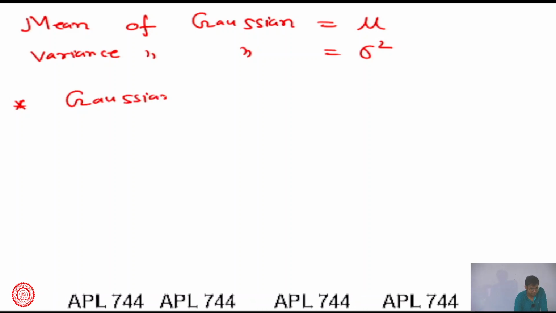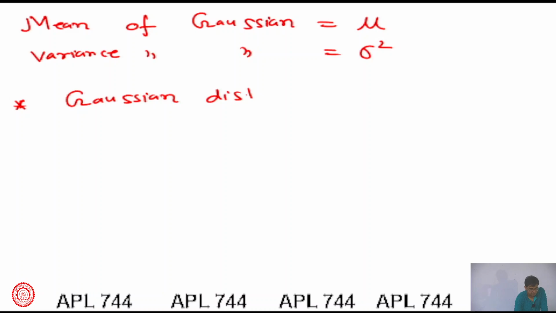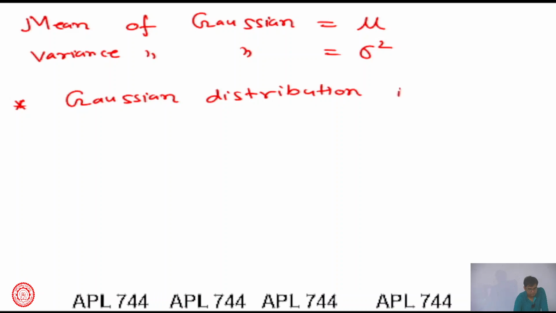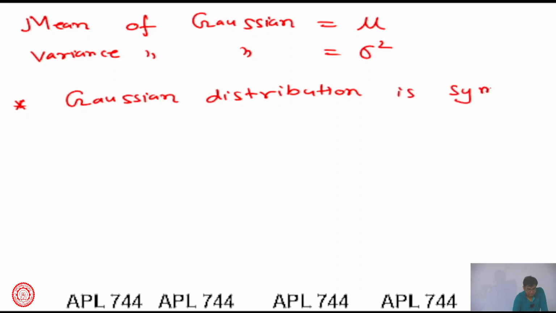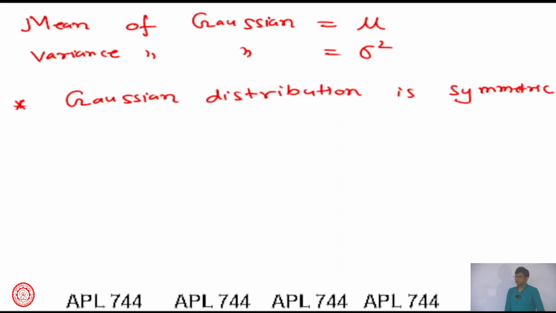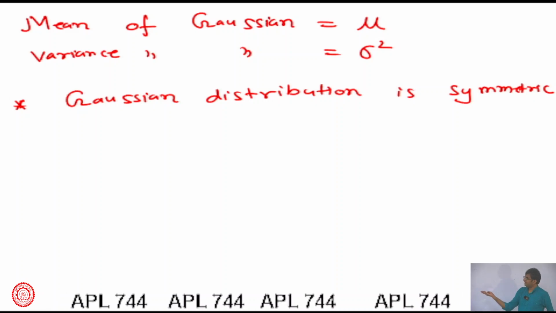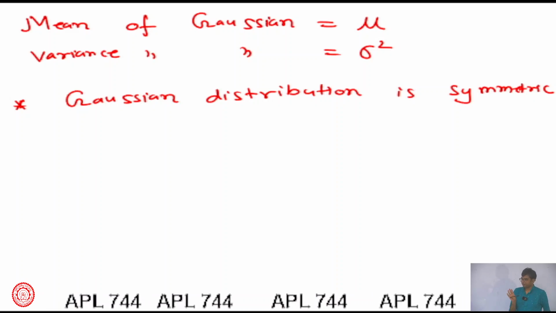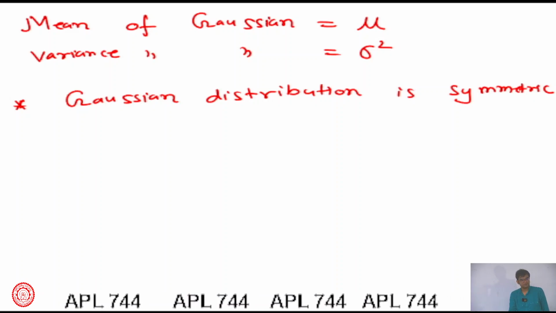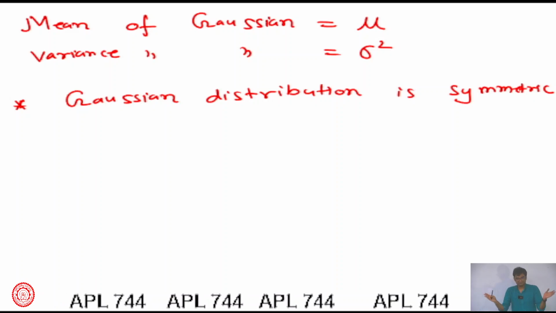Gaussian distribution is symmetric, okay, which means the probability that x will take a value less than the mean is equal to 0.5, and the probability that x will take a value greater than the mean is also equal to 0.5, and it is symmetric.